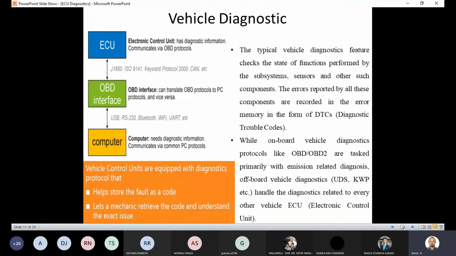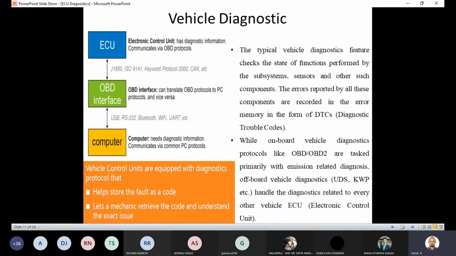So accordingly, this OBD system is an interface between the ECU and the external computer. This ECU is present inside the vehicle. Through this OBD interface, any number of ECUs can be integrated or interfaced. Whatever fault is stored inside the ECU can be retrieved and seen in the scanning tool. This scanning tool may be a computer, or separate tools can also be used.